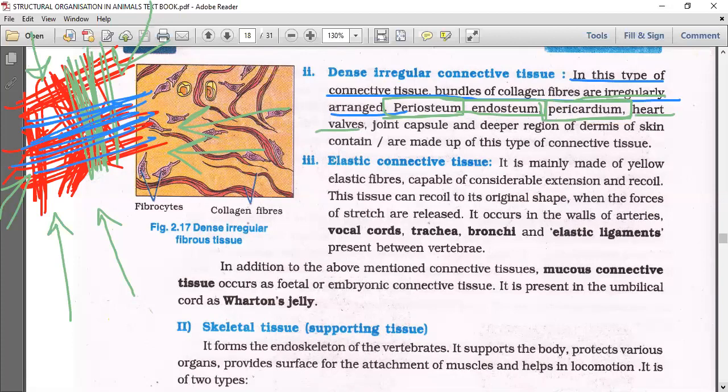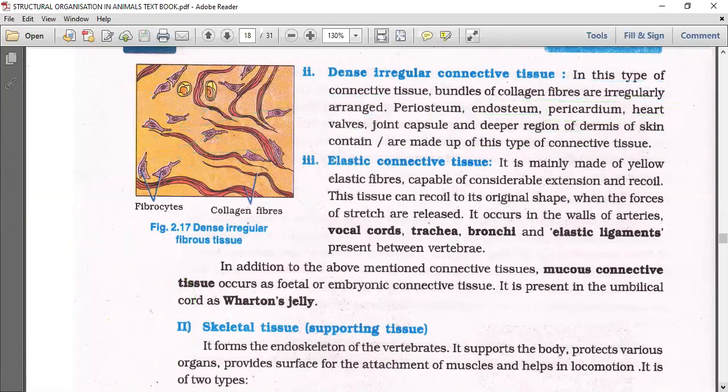Joint capsule. We just talked about the ligament, and the joint capsule is also there. There also we will find irregular dense fibrous connective tissue. And the deeper regions of the dermis of the skin are made up of this type of connective tissue. Let me say once again: periosteum, endosteum, pericardium of the heart, heart walls, joint capsule, and the deeper region of the dermis of the skin are made up of this type of connective tissue.